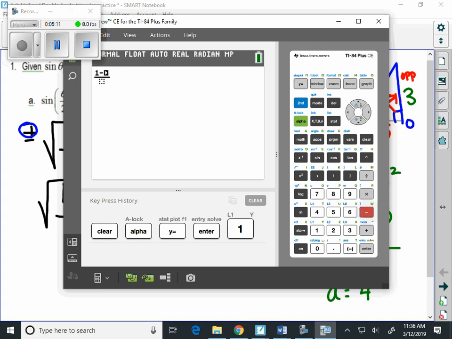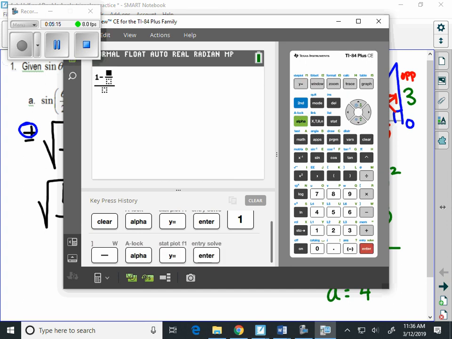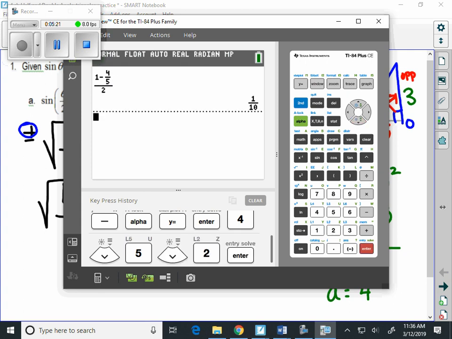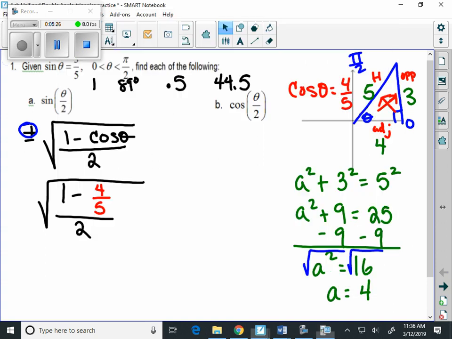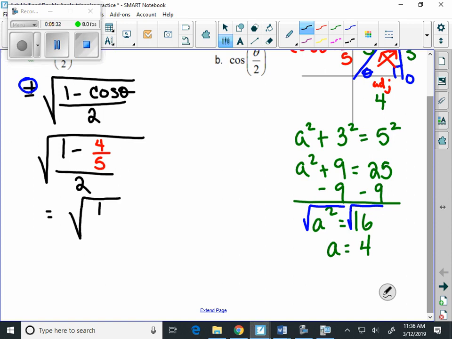So then it's going to be 1 minus alpha y equals 4 fifths, and then all divided by 2. So that's going to give us that value there of 1/10. So we type that into the calculator. It's nice, there were no square roots anywhere. So we get the square root of 1/10 when we do that computation: 1 minus 4 fifths divided by 2.